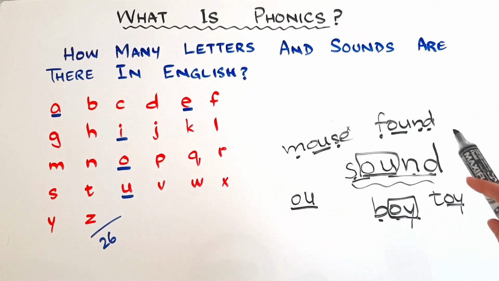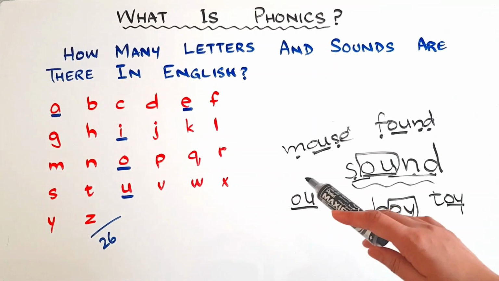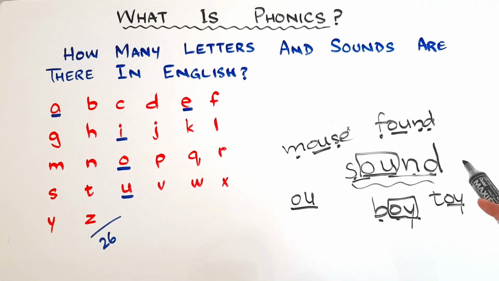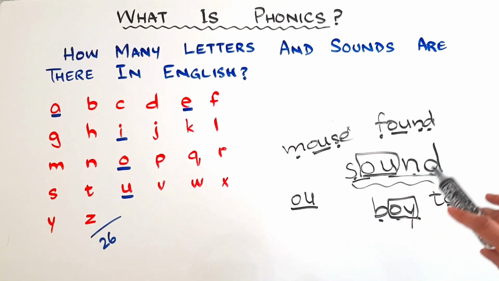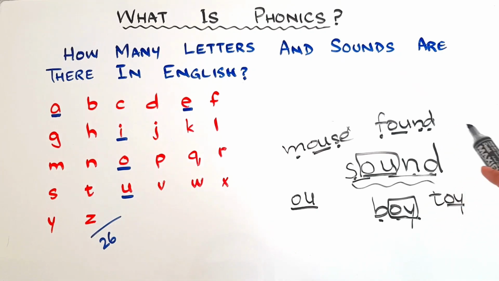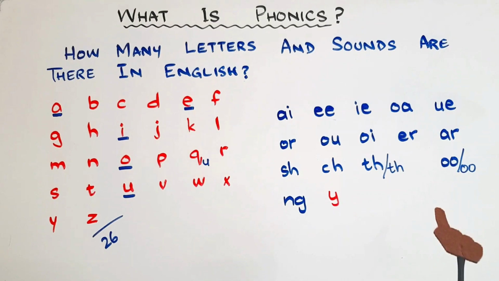So it means that in these 26 letters, there are still some sounds that are missing. And unless we teach all those sounds to our children, we would not say that we have taught them phonics. So let's have a quick look at the remaining sounds of English phonics. And here are the rest of the sounds.